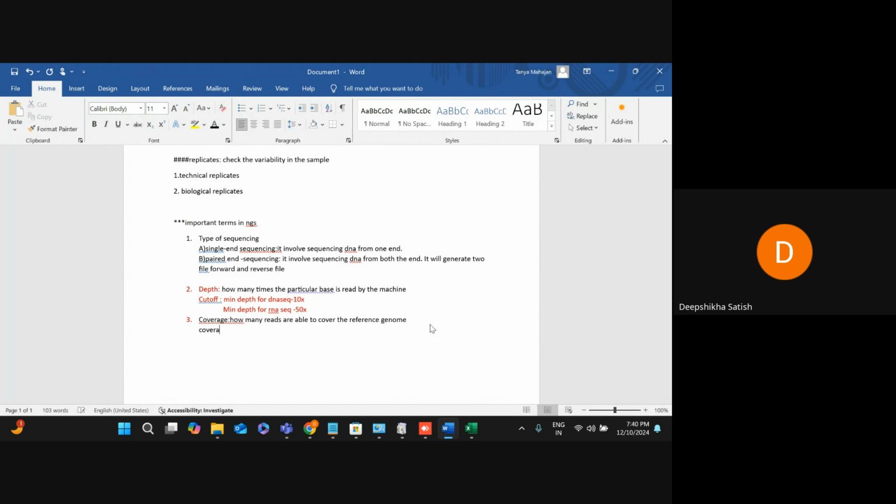Okay. So that means coverage is directly proportional to depth. If depth increases, coverage is also increasing. Clear about this depth and the coverage?